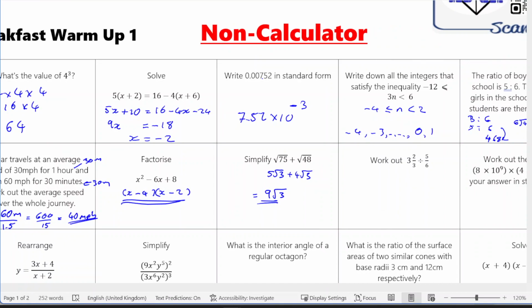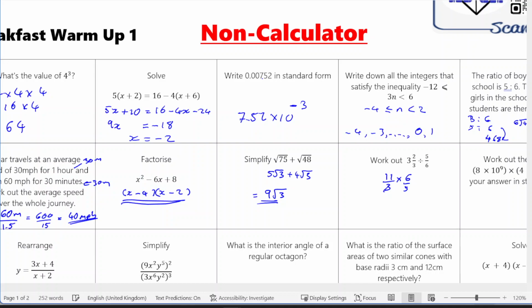Okay, for our next one, work out. So I'm going to do this in two stages. Well, I'm going to take a shortcut, double shortcut. I'm going to say that 3 times 3 is 9, plus 2 is 11. So I've converted that into an improper fraction. And then dividing by a fraction is the same as multiplying by its reciprocal.